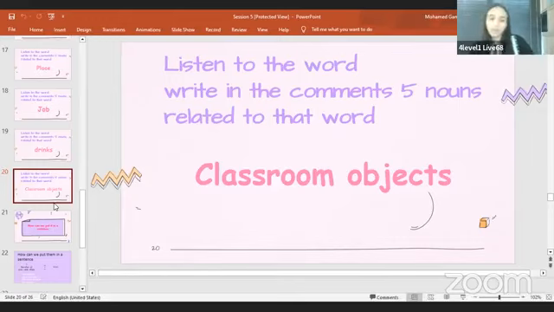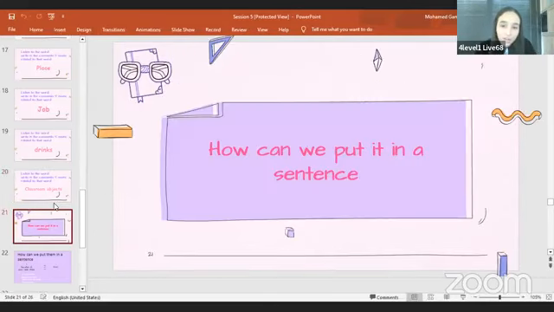Okay, nouns related to classroom objects can be, for example, tables, chairs, the blackboard, the windows. Those are all considered classroom objects. All right, right now, let's look at the form, or how we can put nouns in a sentence. In what form do we put nouns inside a sentence?